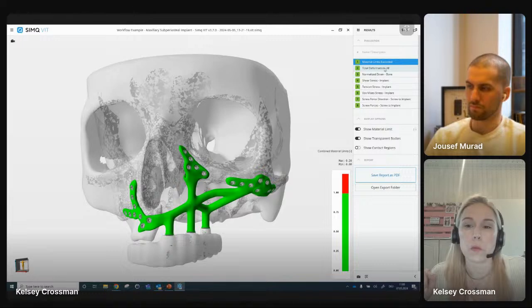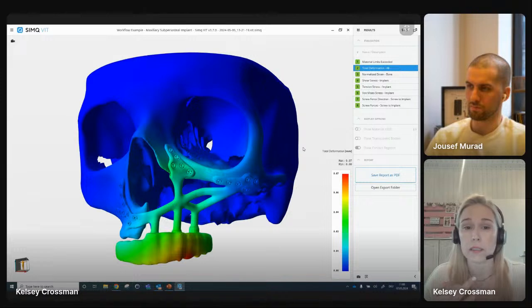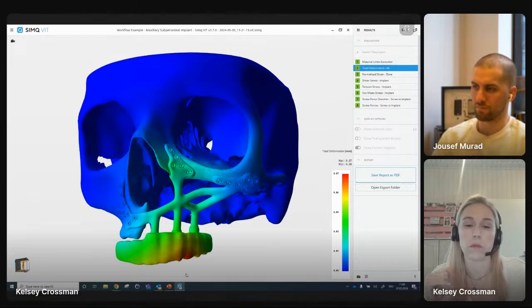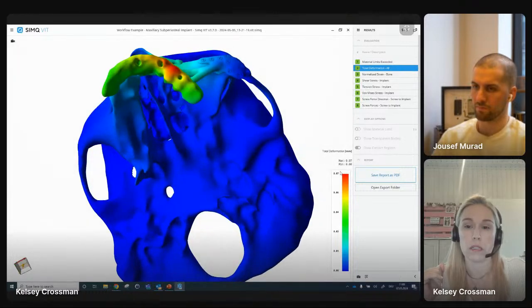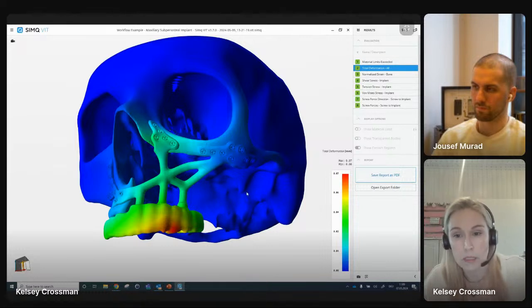Then the next one would be total deformation all. So all being the implant and the bone and the screws, all of the geometry here. So with the load, which I'll show in the workflow steps, we applied a load case here. And as you can see, when it's red here, it just means that the total deformation is above the 0.7 millimeter mark. It doesn't necessarily mean that something needs to be changed. It's just so you're aware that this is where it is.